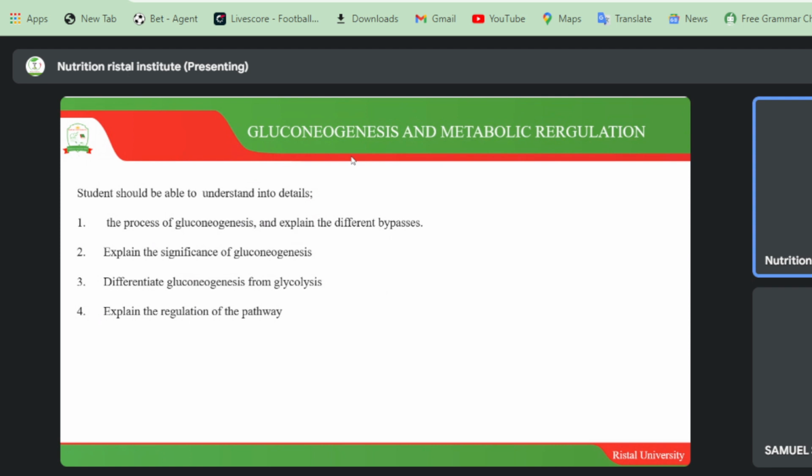And you'll be able to explain the significance of gluconeogenesis. Why is this process important in your body? Then differentiate between gluconeogenesis and glycolysis, because these pathways are the exact opposite of each other. So by the end of this lecture, we'll be able to appreciate that gluconeogenesis is different from glycolysis and they are the exact opposite of each other. And then you'll be able to explain also the regulation of this pathway.